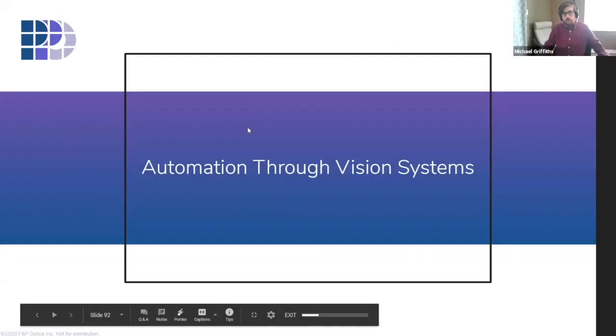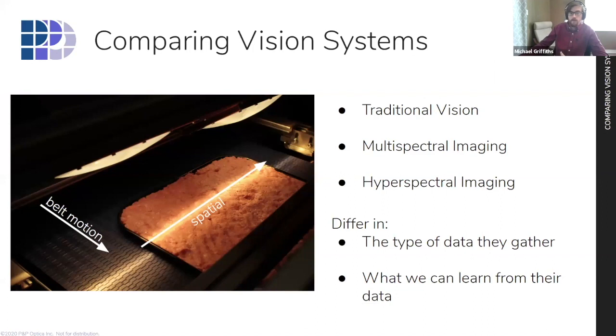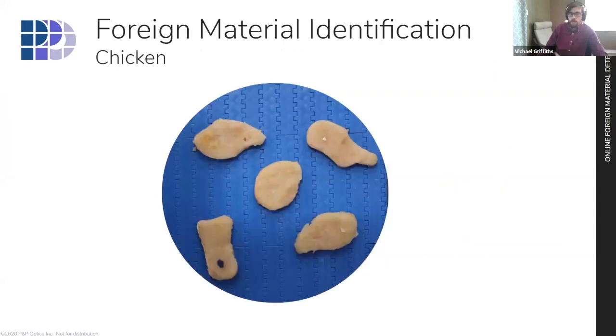To begin with, I'll start talking about the various styles of imaging system that you would see in the food industry. There are three main types, these being traditional vision systems, multispectral imaging, and finally hyperspectral imaging. Now, these three technologies differ in terms of the type of data they gather and subsequently what functions this data serves. So for all these, I'll go back to using the same example that Priya had of the foreign material detection on chicken. In this case, there's various plastics as well as cardboard.